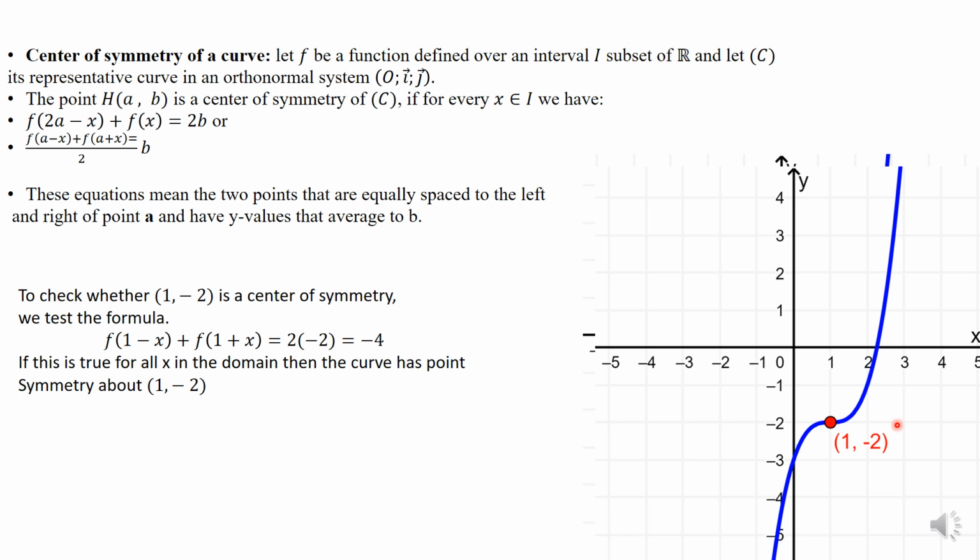So how do we check whether (1, negative 2) is a center of symmetry of the curve? You simply test the formula. If f of a minus x plus f of a plus x over 2 is equal to b, or this is equal to 2b, then if this is true for all x in the domain, the curve has point of symmetry about (1, negative 2).